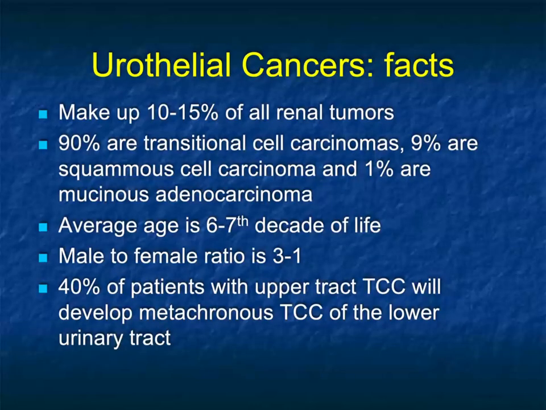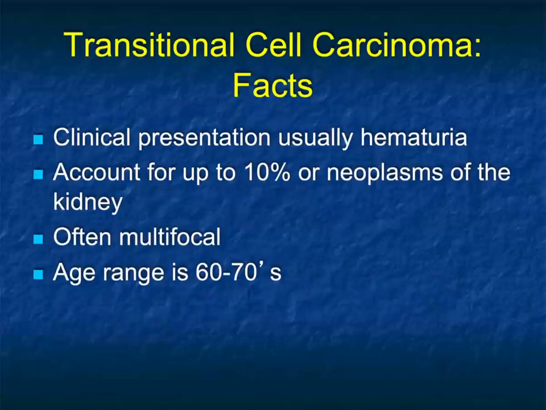Now, in terms of urothelial cancers, again, if you're looking at gross hematuria, it's one of the presentations. The majority are transitional cell carcinoma, a touch older population than renal cell, but pretty much the same, more common in men, and it's one of the tumors which can have multiple sites of disease at presentation or at recurrence.